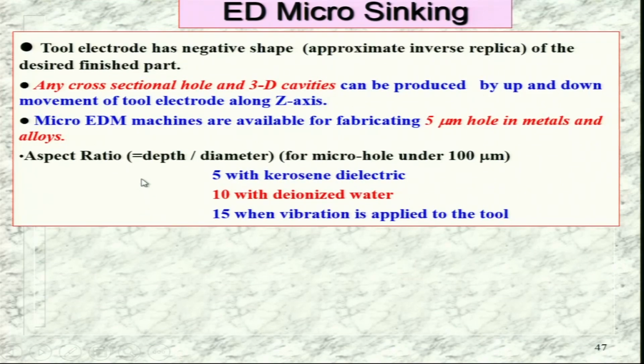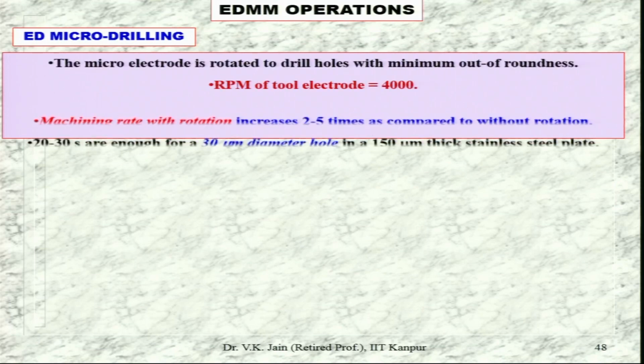Aspect ratio, that we know already, depth over diameter, for micro holes under 100 micrometer hole size, is 5 with kerosene dielectric, 10 with deionized water and 15 when vibration is applied to the tool. So, you can clearly see that the type of dielectric you are using is affecting the performance of the process.